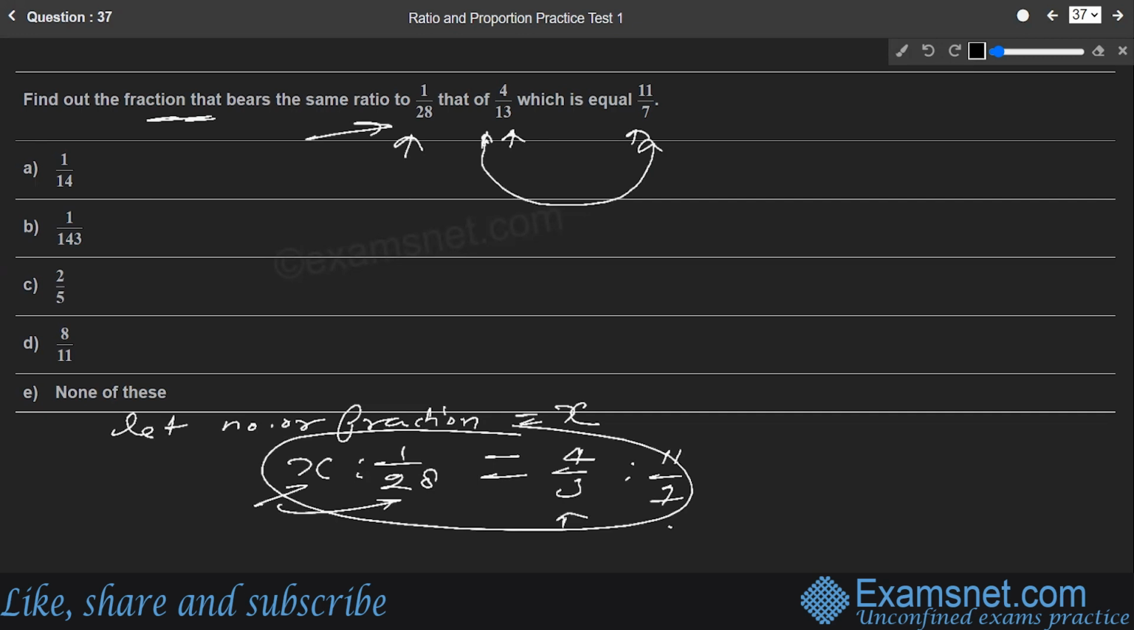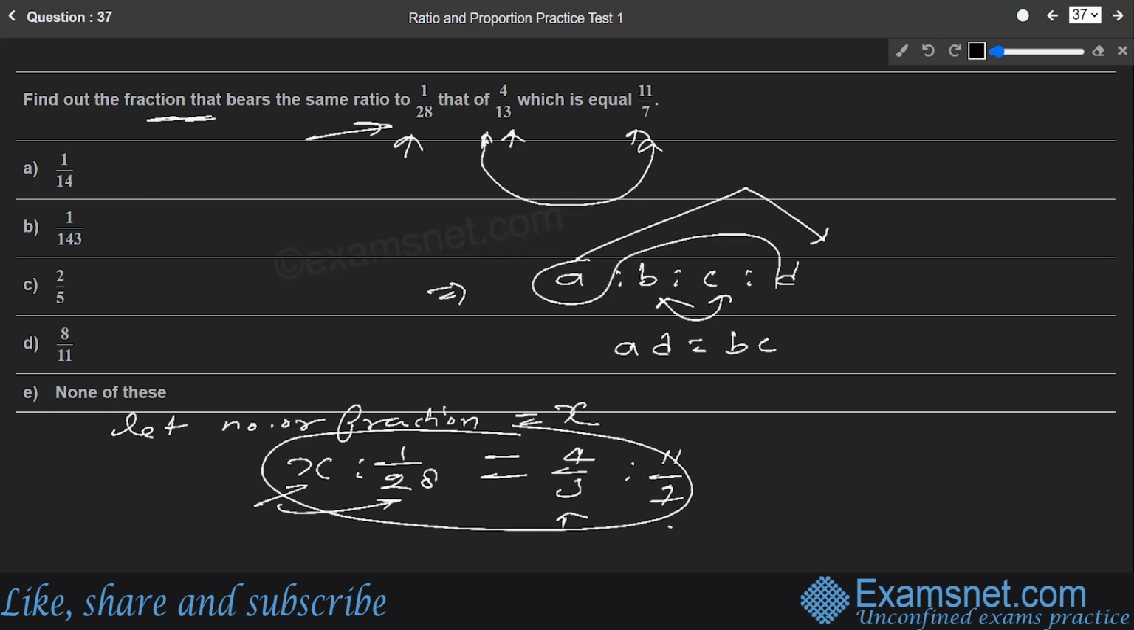So four numbers have come in the ratio. What is their connection? Whenever four numbers are there in a ratio, a is to b is to c is to d, their connection is: product of outer terms is equal to product of inner terms. So that is AD is equal to BC. Product of outer terms are A and D, and that is equal to the product of the inner terms, BC. That is their connection.